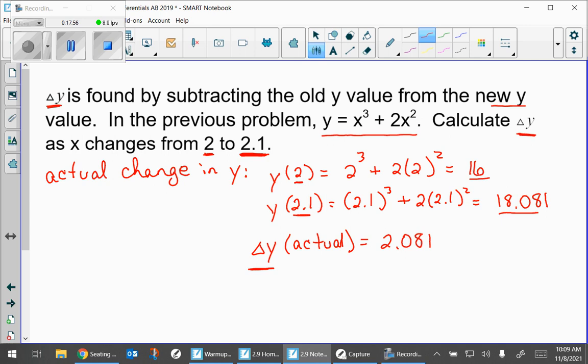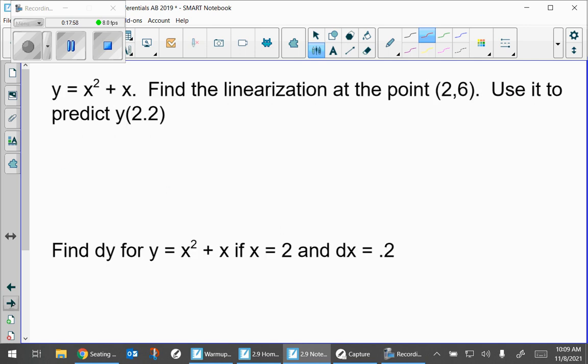All right. Now let's summarize all this. Final slide. Find the linearization. Okay, I want you to find the linearization. I'm going to give you 60 seconds to do it. Then we'll make our prediction together.